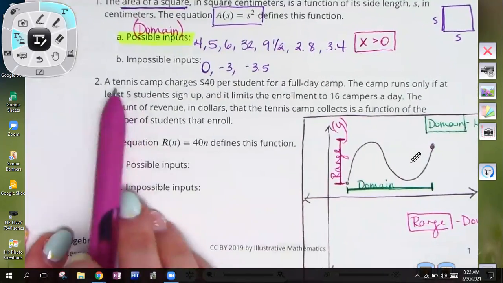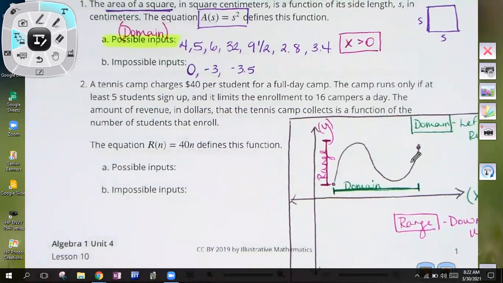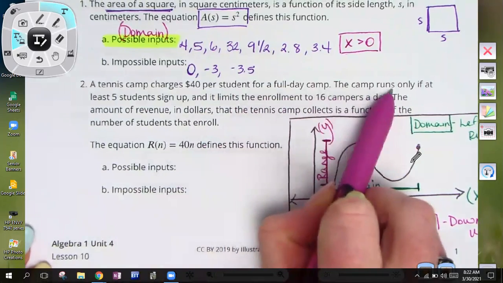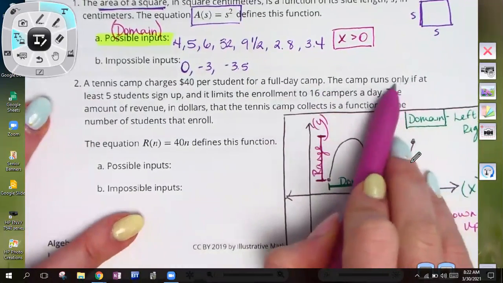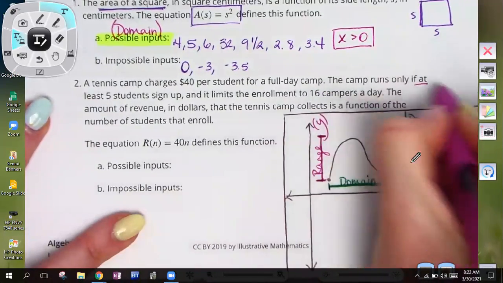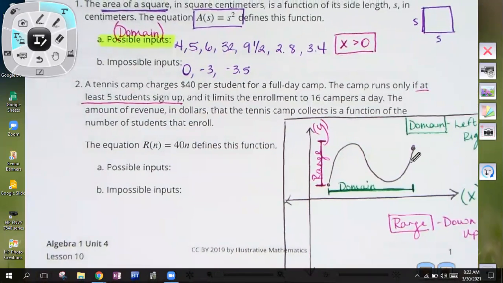We're looking at a tennis camp. It charges $40 per student. So Ava would have to pay 40, Lainey would have to pay 40, and so on. Let's focus on what it says. It says the camp runs only if at least, underline, at least 5 students sign up. As a coach, I couldn't just take 2 players. I would have to take 5.